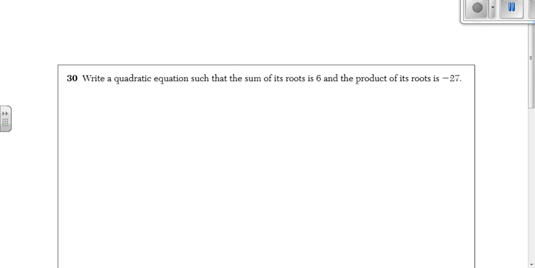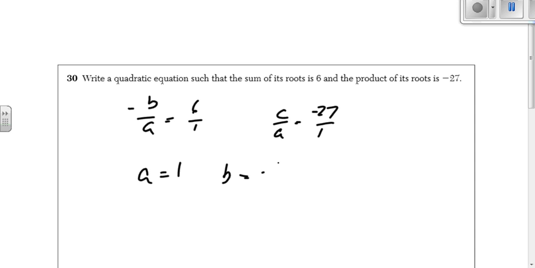Alright, write a quadratic equation. So the sum of the roots is 6, the product of the roots is negative 27. So we remember that the sum of the roots is negative b over a, 6 over 1, and product of the roots is c over a is equal to negative 27 over 1. That means we're going to take the assumption that a is equal to 1, b is equal to negative 6, and c is equal to negative 27, so x squared minus 6x minus 27 equals 0.